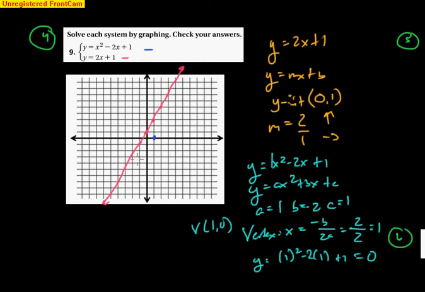And now we're going to sketch the parabola. To do that, I need 5 points.